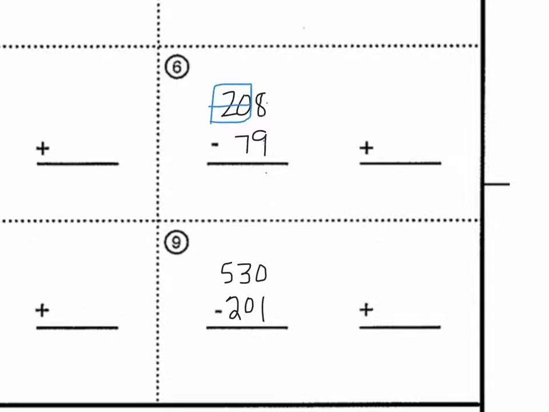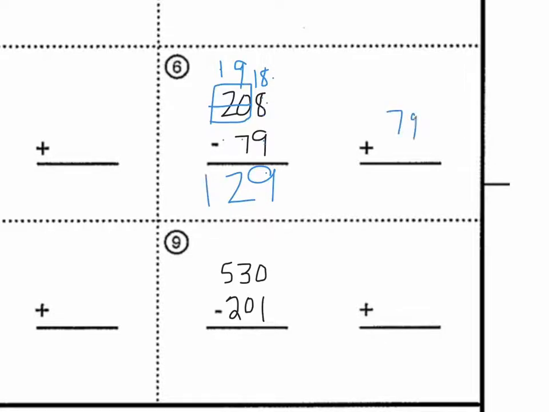I use the box trick. I am regrouping from 20, which becomes 19. The 8 becomes 18. 18 minus 9 is 9. 9 minus 7 is 2. 1 take away nothing is 1.